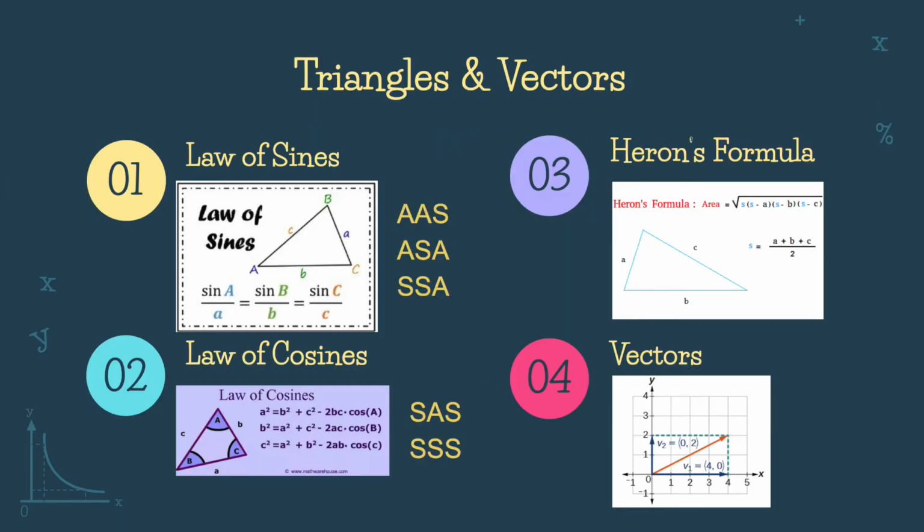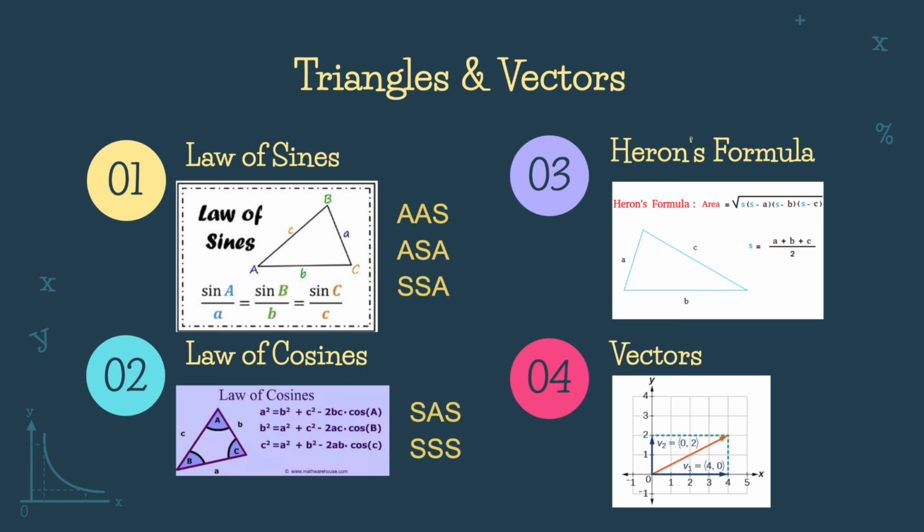To find missing sides of triangles, we need to know a combination of 3 angles and or sides, where angles are represented as A and sides as S. So an AAS triangle has 2 known angles and 1 known side. For AAS, ASA, or SSA triangles, we can use the law of sines to find the other missing angles and sides. For SSS or SAS triangles, we can use the law of cosines.